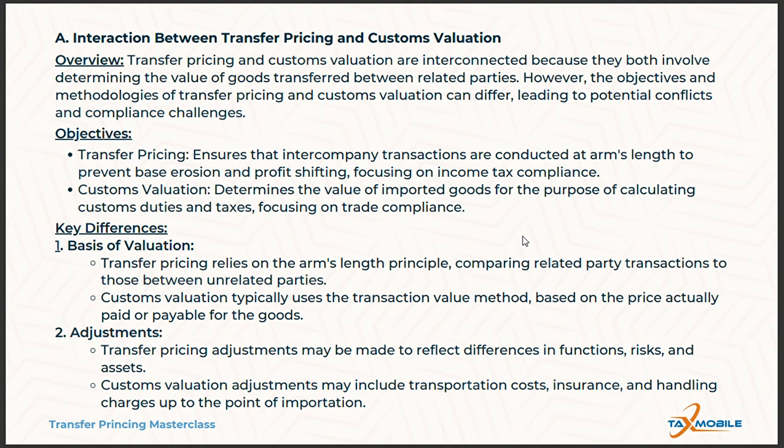Transfer pricing adjustments focus on aligning profits with economic substance. This involves making adjustments for the functions performed, risks assumed, and assets used by each related party. For example, a subsidiary that bears significant market risk might warrant a higher return compared to one that performs routine functions. Customs valuation adjustments, on the other hand, are more straightforward, typically involving adding costs like transportation, insurance, and handling charges up to the point of importation to the value of the goods for duty purposes.